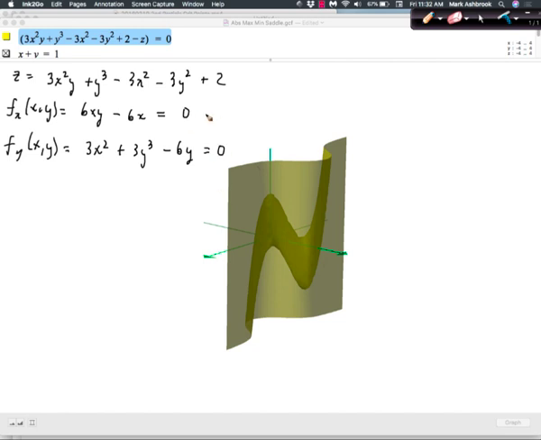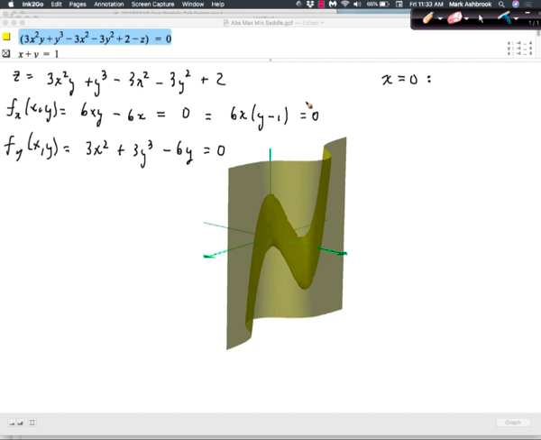So this one will factor out as 6x times y minus 1. And so that's nice because that means in order for the first partial of x to be 0, what has to be true? Either x is 0 or y is 1. So when x is 0, we've got to figure out what y has to be over here in this one to make this one 0, and then we're good, right?